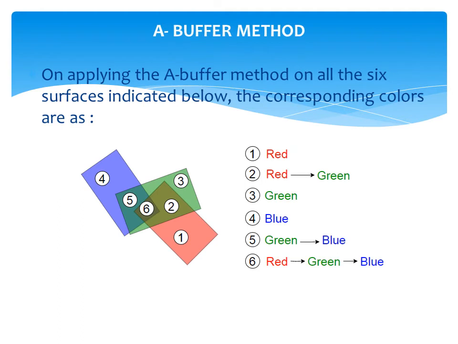This is an example of the A-buffer method. There are 6 surfaces marked here. Each surface color depends on the overlapping surface color. Here, 1 contains only a single surface, so red is the output. Here, 2 contains 2 surfaces, so red and green. Suppose 6 contains 3 surfaces, so red, green, blue.